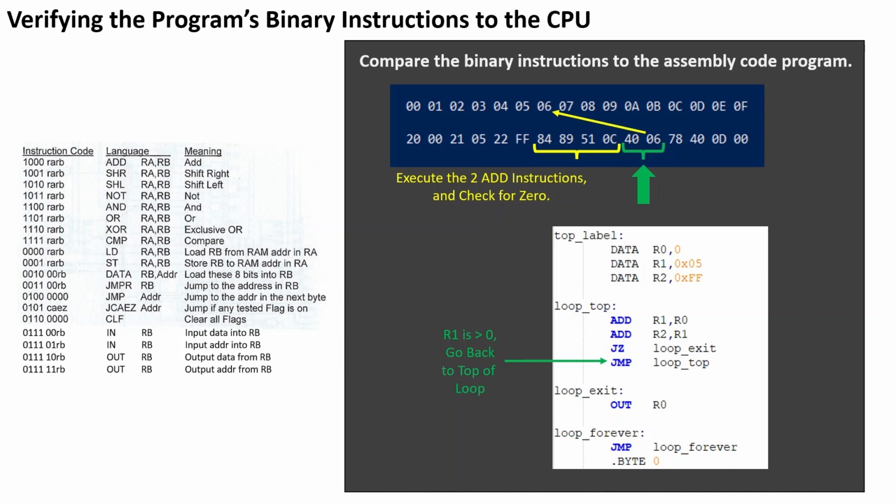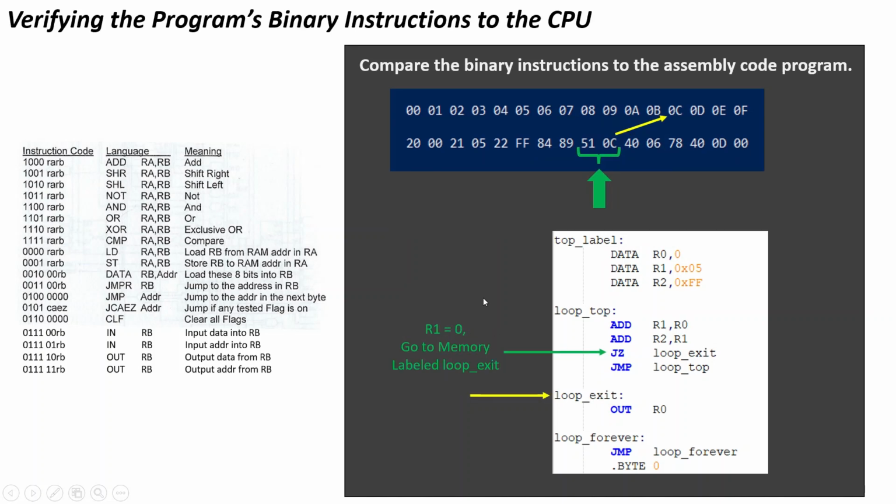But then what we're going to do is skip to the next instruction, which is 40, an actual jump instruction. So we're going to jump to the address in the next byte. So we're going to jump back to address 06, which is essentially going back to the loop top, and perform this 8-4, which is add R1 and R0. Then we're going to add R2 and R1, which is this 8-9, and then we're going to check for the Z flag again. Once again, if we don't have the Z flag, we're going to simply jump back to 06. Now, if we do have the Z flag, we're going to jump to 0C.